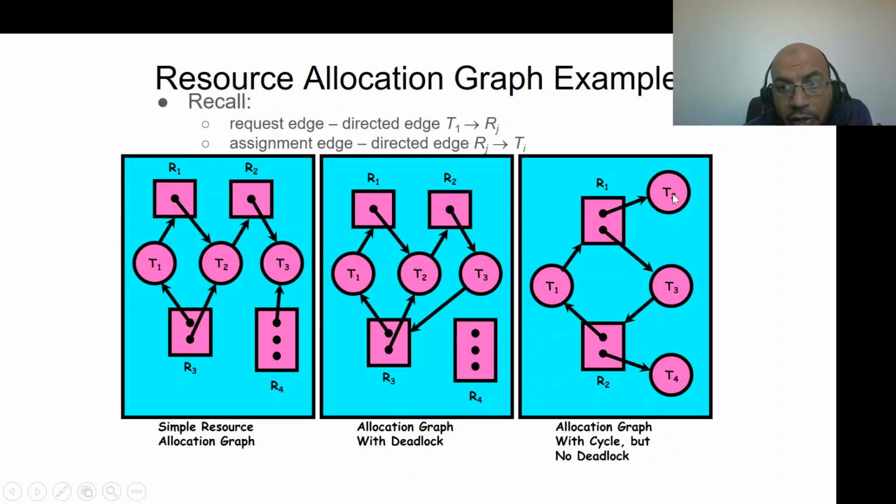If you have peripherals that are going to release some of the resources, if you have multiple resources and one of the other threads can release a resource, then you do not need to have a deadlock.